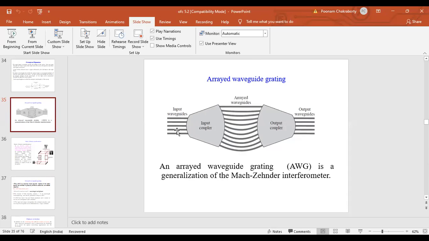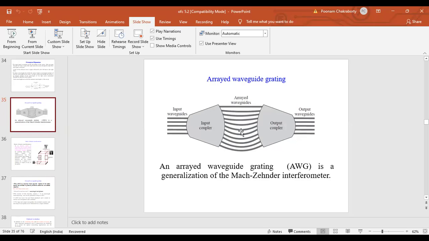Okay, so from these few signals, I am creating multiple signals. That's why I'm calling it an arrayed waveguide. Now, how am I creating multiple signals? Here you can see the path length of all these signals. We have not drawn it straight. I have drawn a little bit of difference over here.